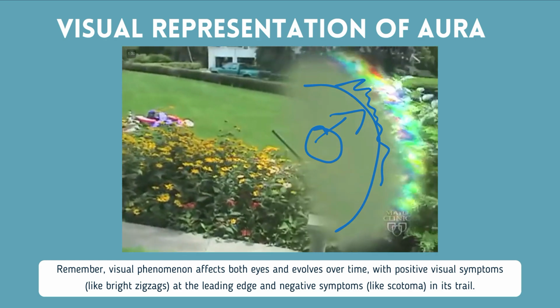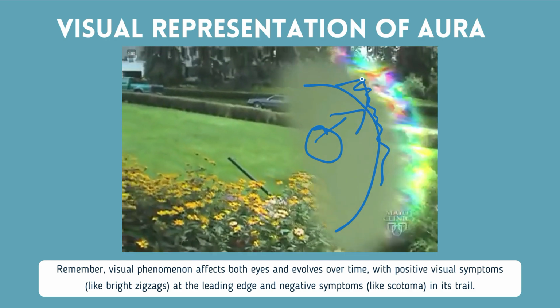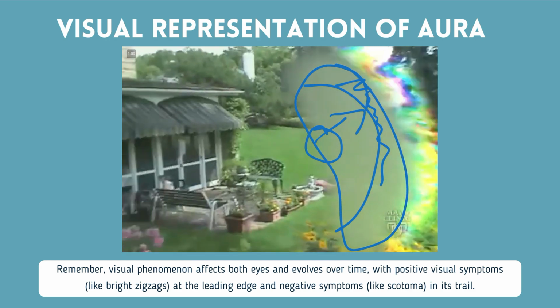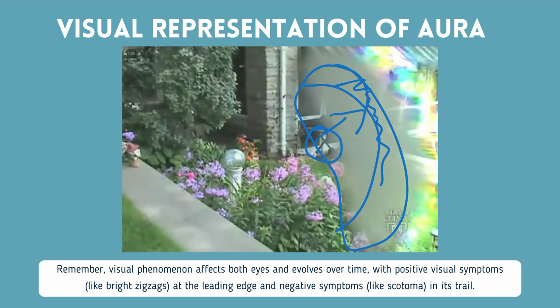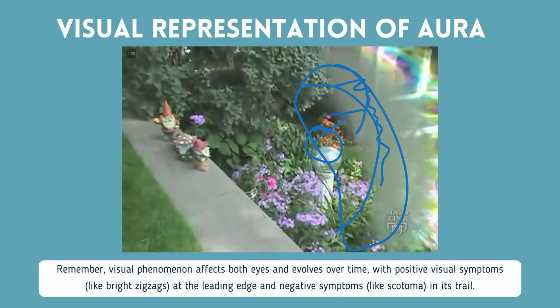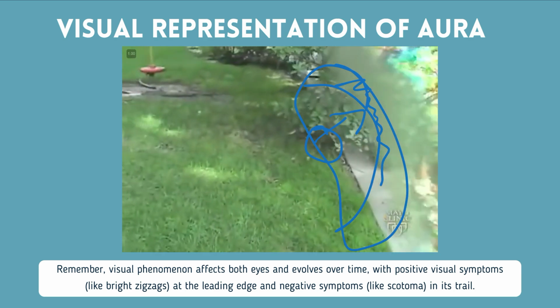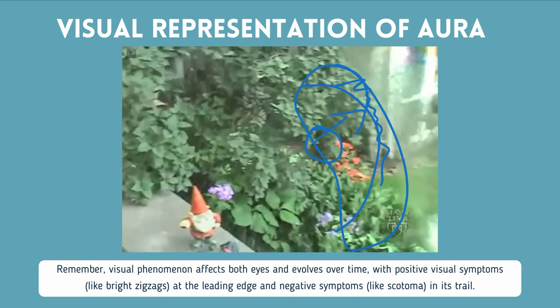And this is what we call the fortification spectrum. Behind the advancing edge of bright lights, as you can see, there's a gray area here representing a blind spot or a scotoma that follows behind the positive visual symptoms. And patients often describe this as an area where they can't see.